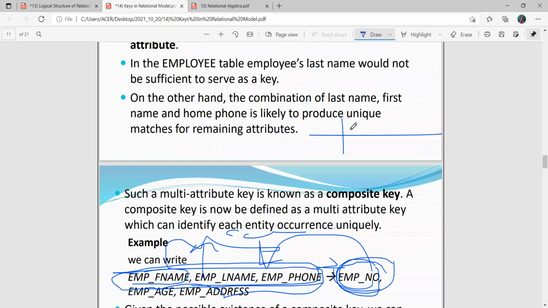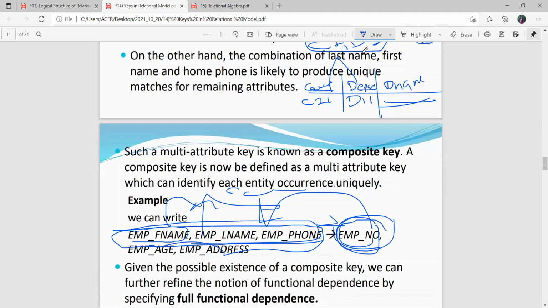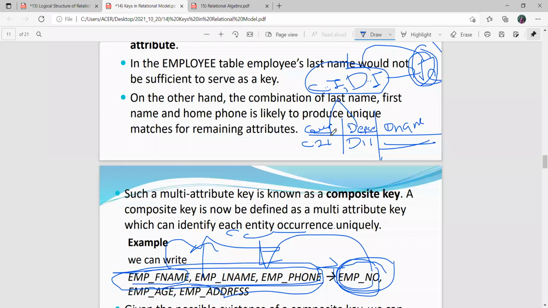Let's take another example like this. Course ID and department ID. This is C21, this is D11, and the department name. When we consider this table, the primary key is the composite key, course ID and department ID. These two determine this department name. So you can say the department name is fully functionally dependent on these two attributes. Is it clear?